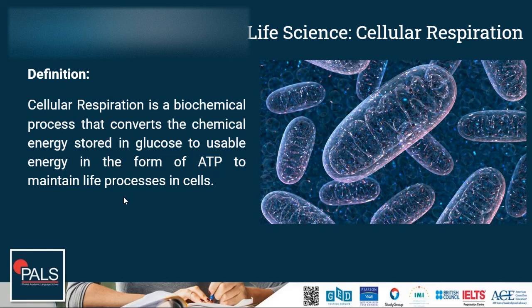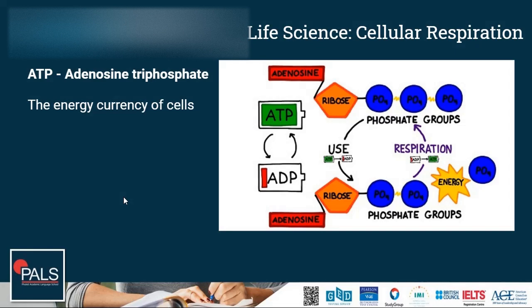So plants are able to build up glucose, and glucose is a molecule that has a lot of chemical energy stored inside. Respiration is the process that gets this energy out of the glucose and makes it available to the cell in form of ATP. So let's have a look at ATP. What is ATP? ATP stands for adenosine triphosphate.